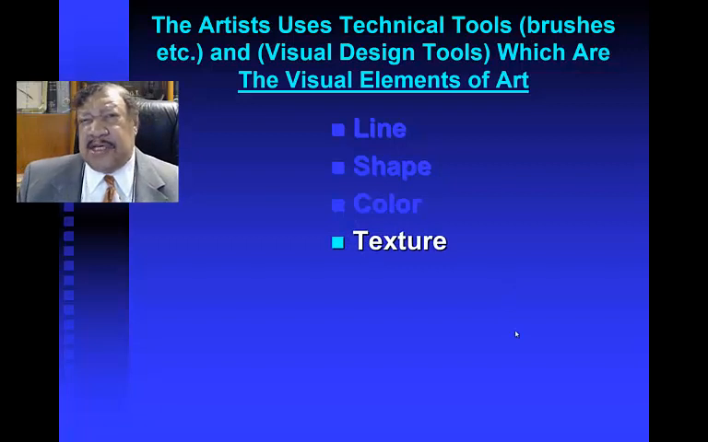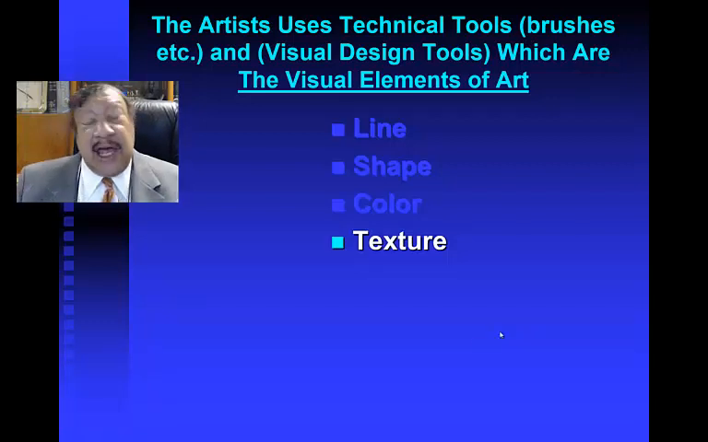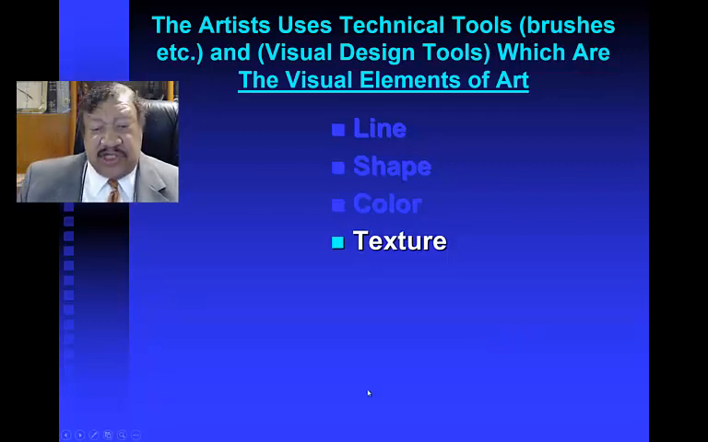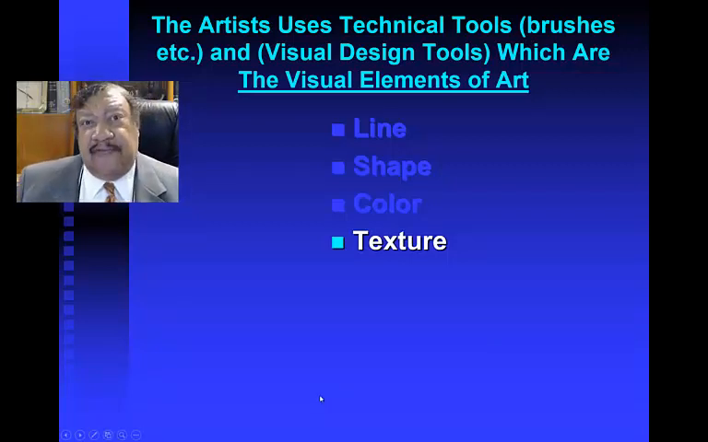Then we have texture, which deals with the surface of an object. The surface can be rough or smooth. And we have what is called visual texture, which looks rough. But at the same time, we have tactile texture, and that's how it actually feels.